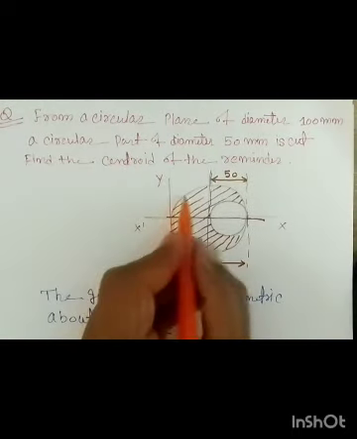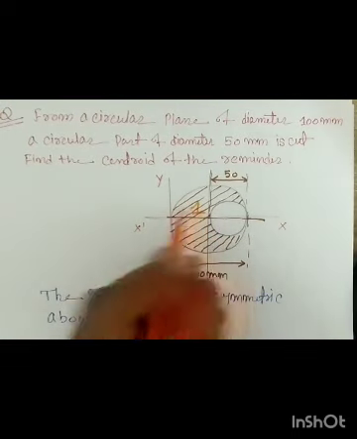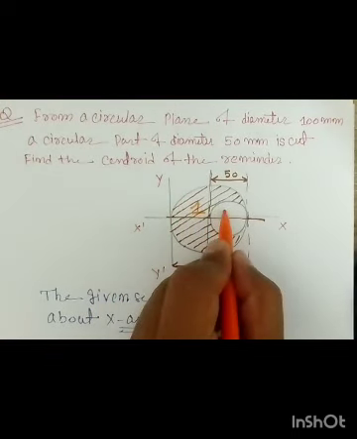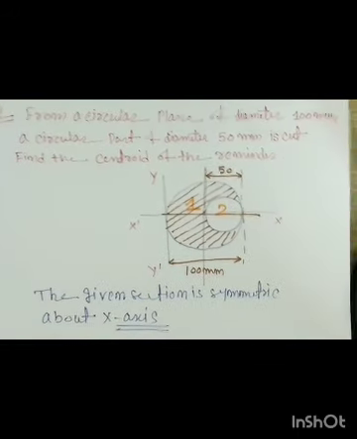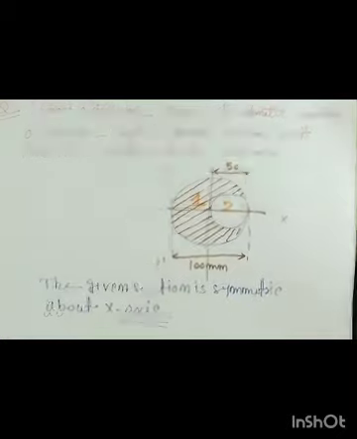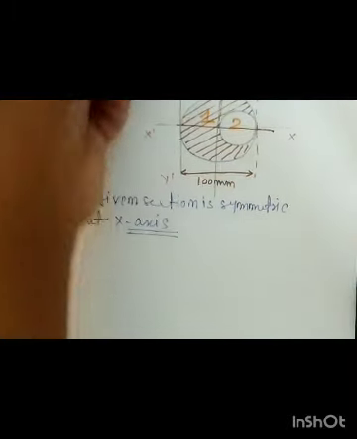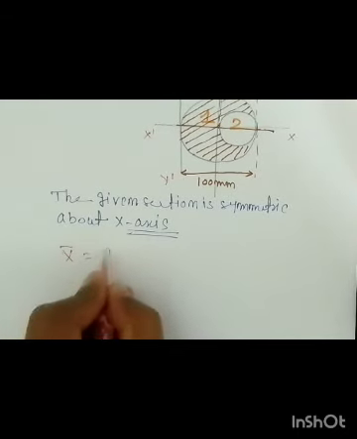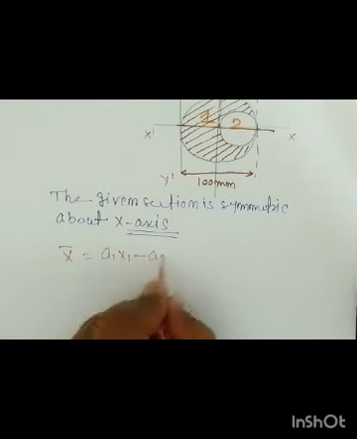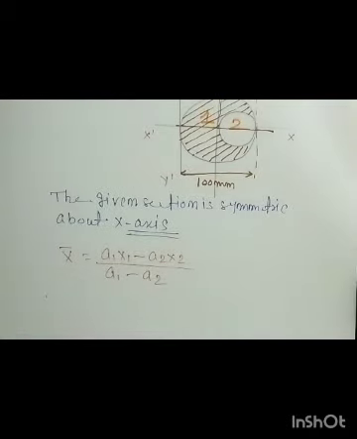Now you have to decide which one is 1 and which one is 2. Let's say the bigger circle whose diameter is 100 mm is 1, and the 50 mm diameter circle is 2. Now, x bar is equal to what? You can say x bar is equal to a1 x1 minus a2 x2 by a1 minus a2. Simply, so a1 is equal to what?